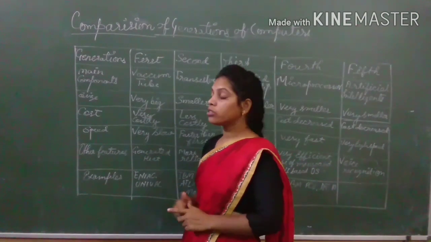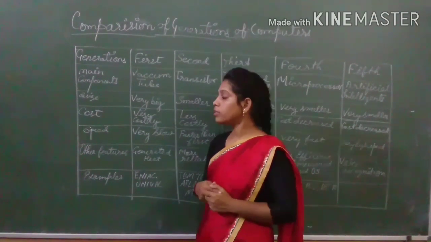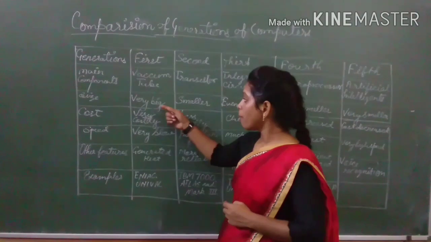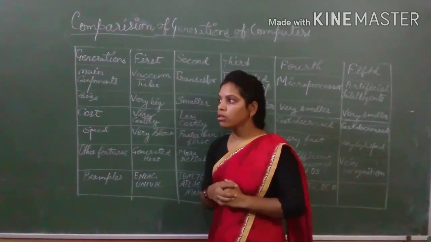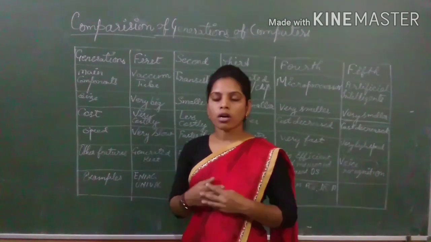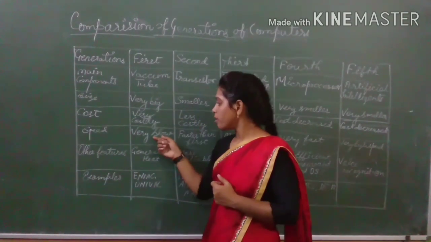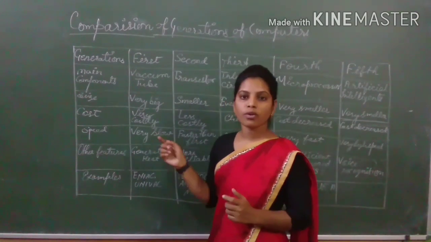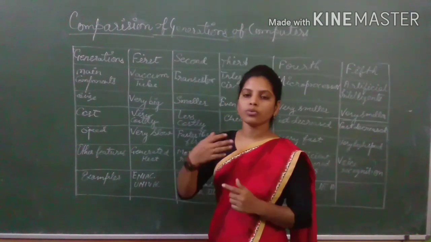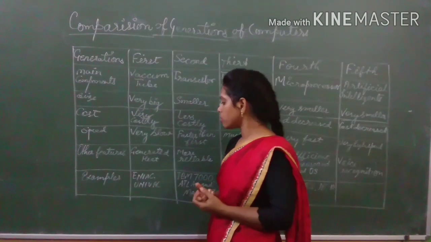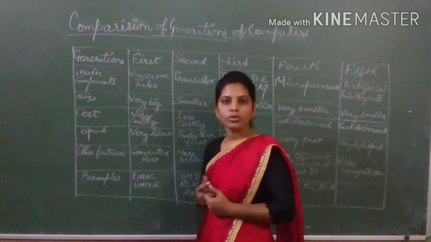In the first generation, inventors used vacuum tubes, and the first generation's computers were very big in size, and they were very costly also. They covered the space of a whole room. They were very slow and generated heat also. When they started to work, lots of heat came from inside. Examples were ENIAC and UNIVAC.